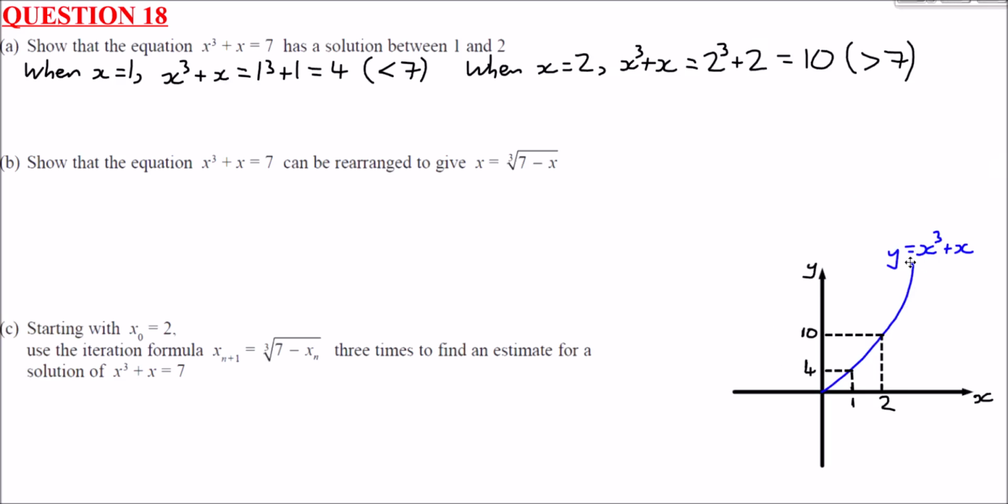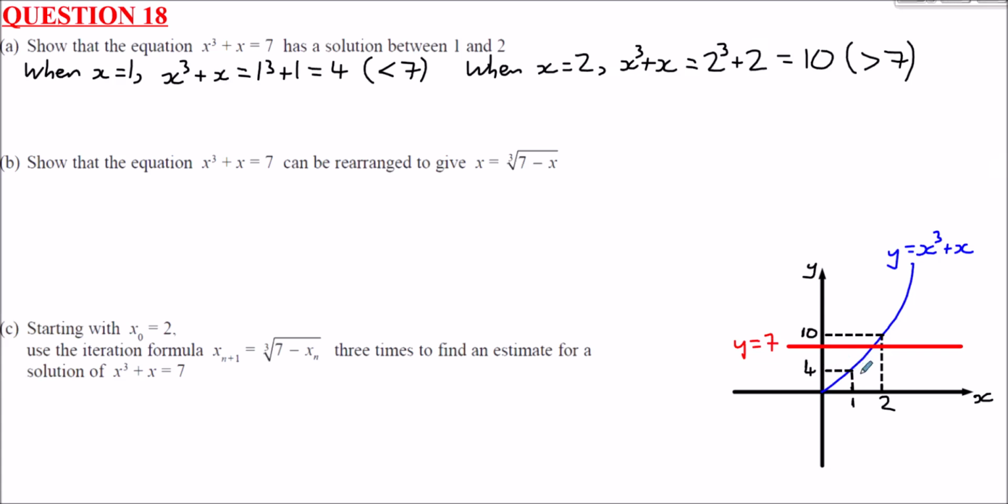So imagine it in blue. It's a cubic, so it's going to go big as x goes big. So we've tried it when x equals 1. When x is 1, x cubed plus x is 4. And when x is 2, it comes out to being 10. So it'll be equal to 7 when the height of the line is at 7. So if I imagine a line here going across where y is equal to 7, then x cubed plus x will be equal to 7 where these lines cross over.